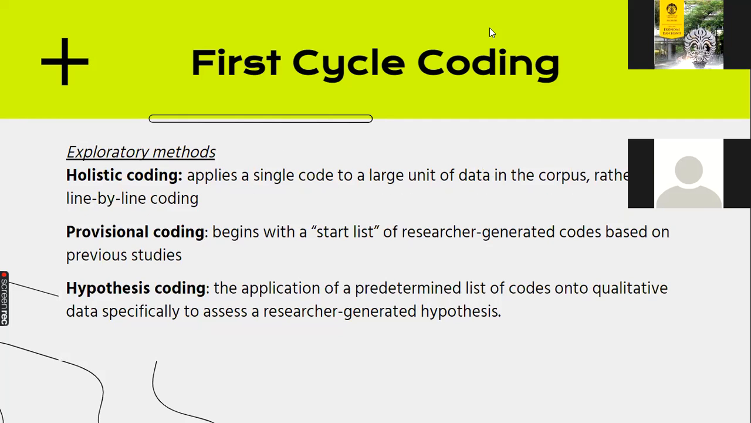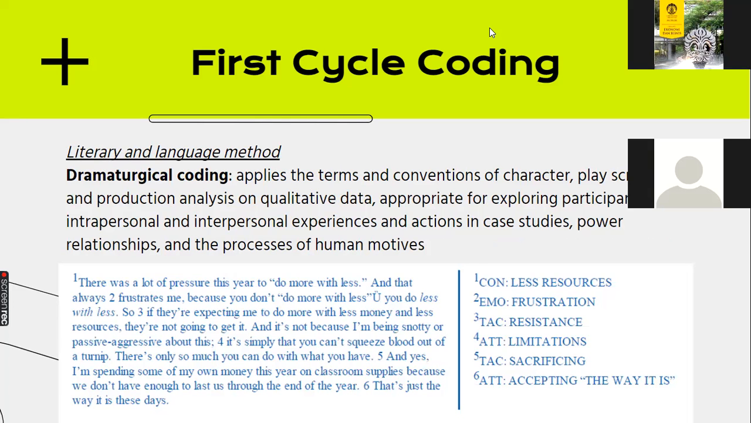And moving on to the exploratory methods, we have holistic coding, which applies a single code to a large unit of data in the corpus rather than line-by-line coding. So basically, holistic coding, if we refer to this example, this whole paragraph would be given one code instead of one per line.